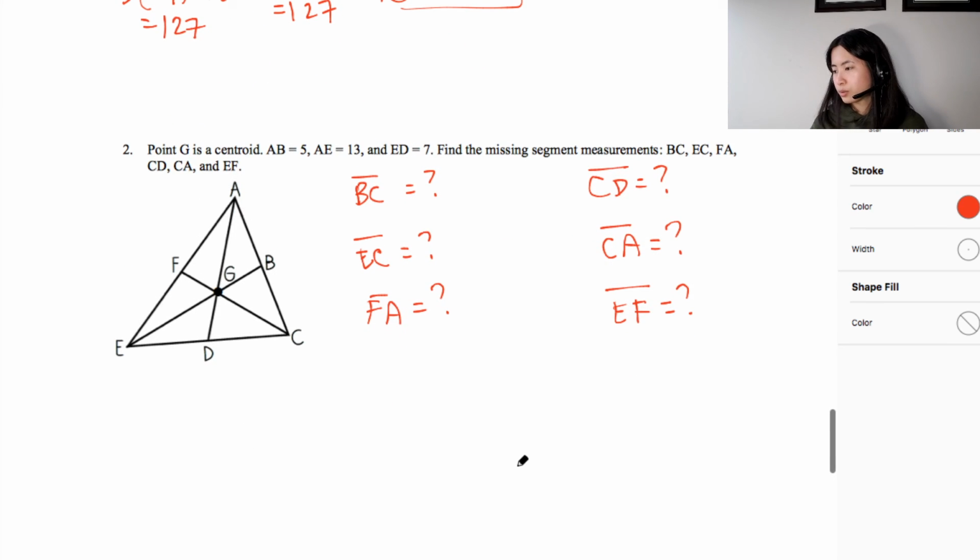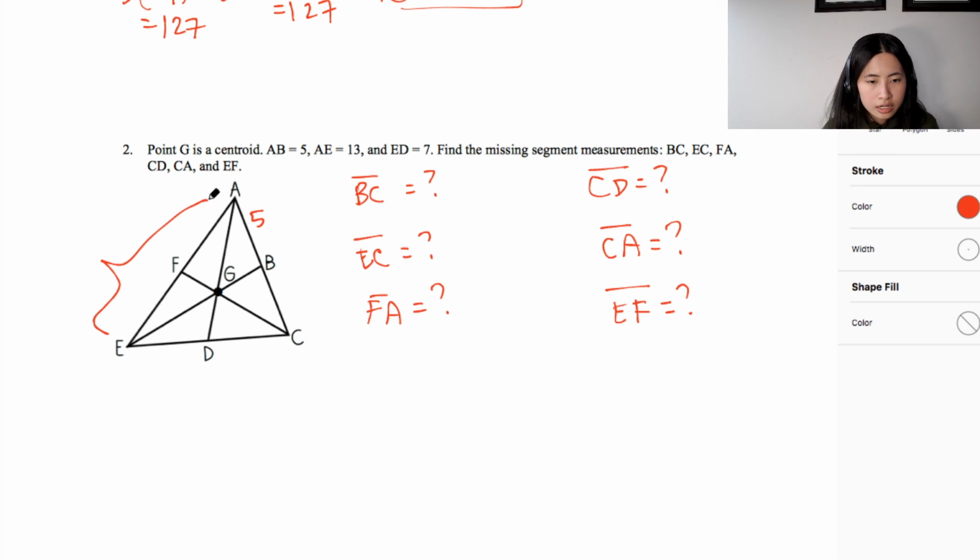Okay, so they're saying AB is equal to 5, right? So this is 5. AE from here to here, that's equal to 13, right? And ED is 7.